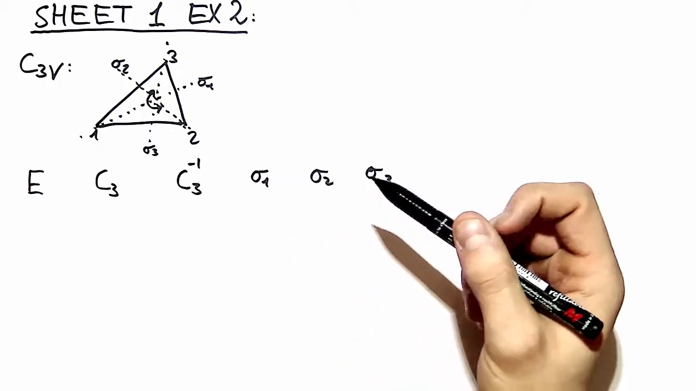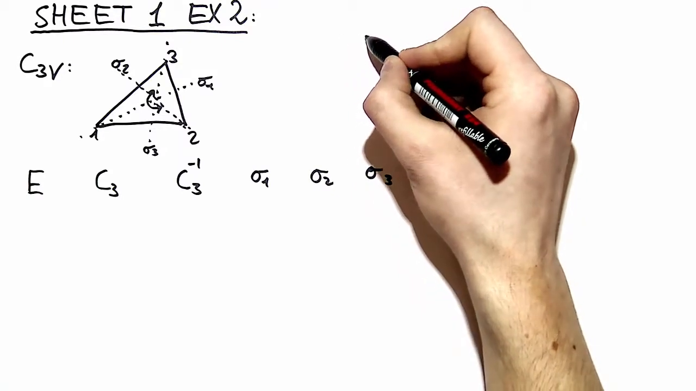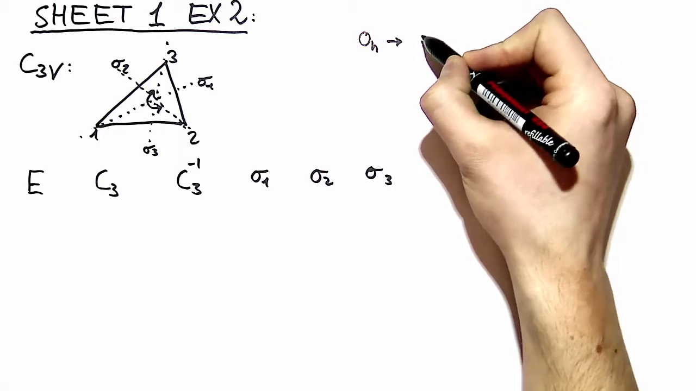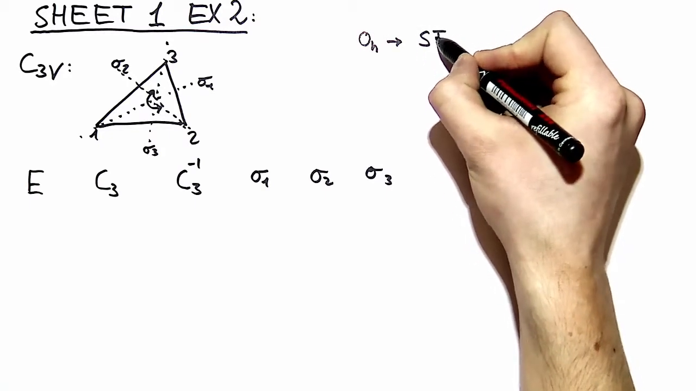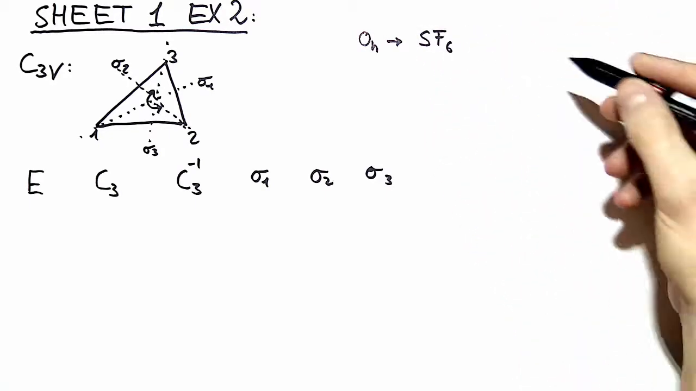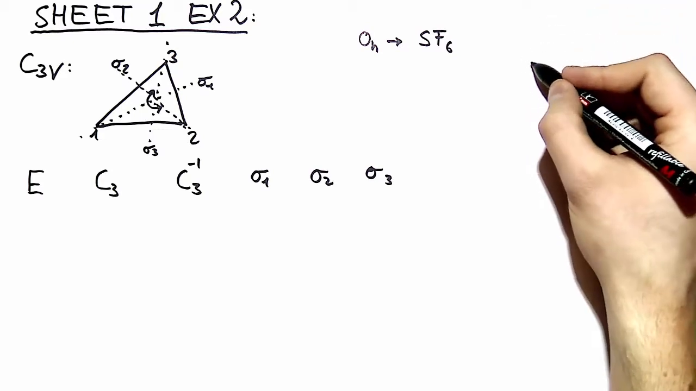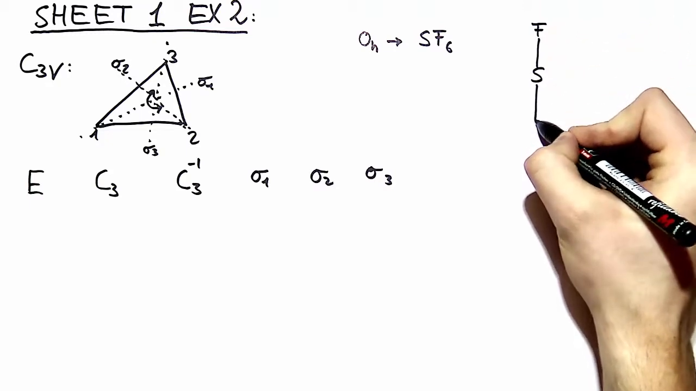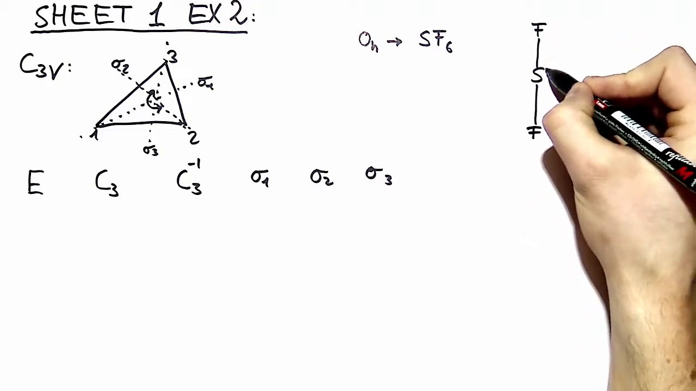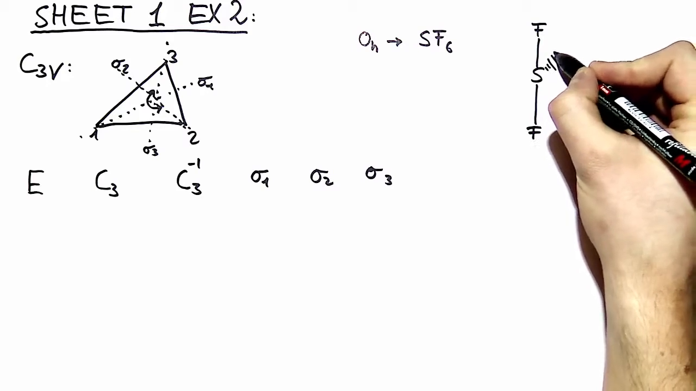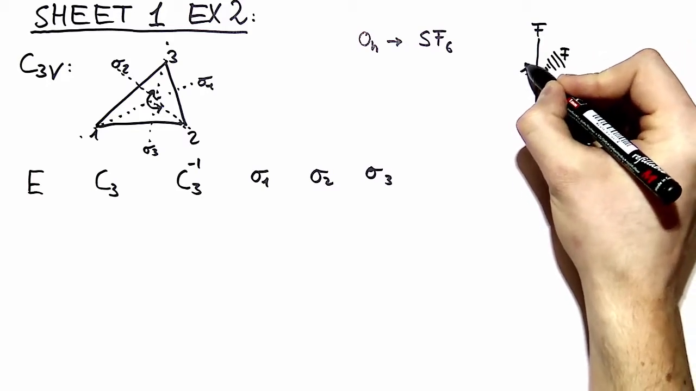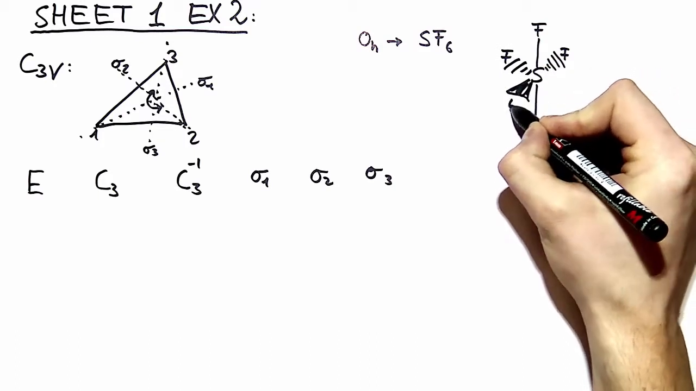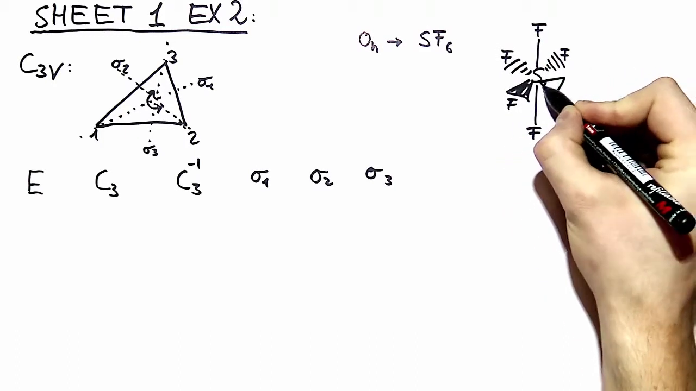So the first thing we do is we sketch OH. OH corresponds to the point group of a molecule SF6. So we make a sketch of SF6: we have S in the middle, and an F sticks to the top, and an F sticks to the bottom. Then there are two Fs going to the back, and two Fs coming in front.